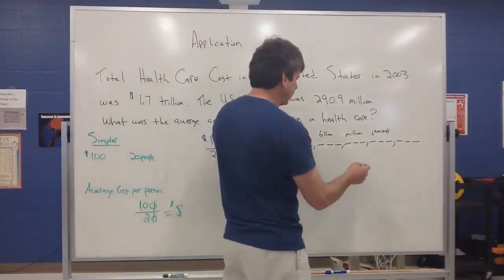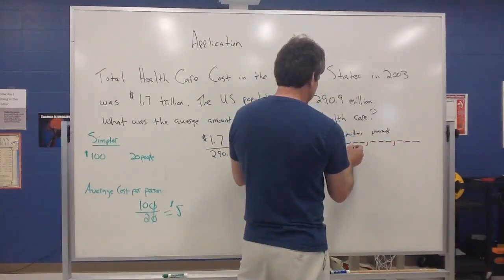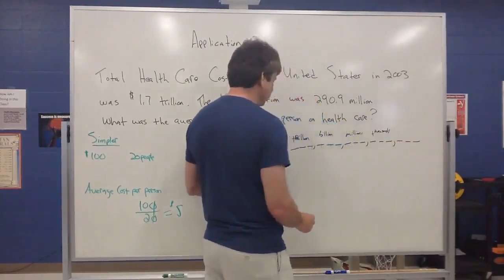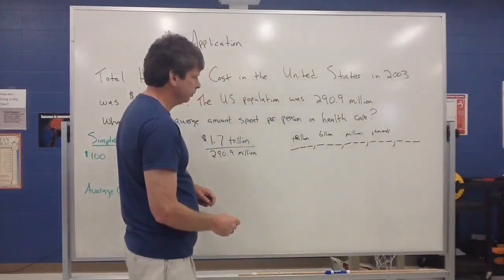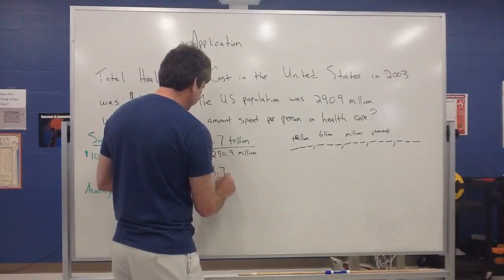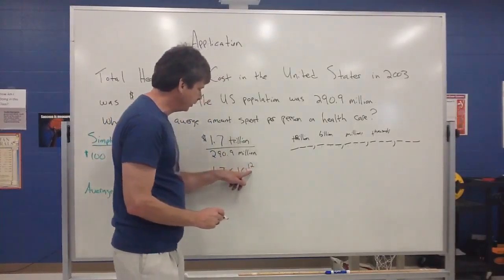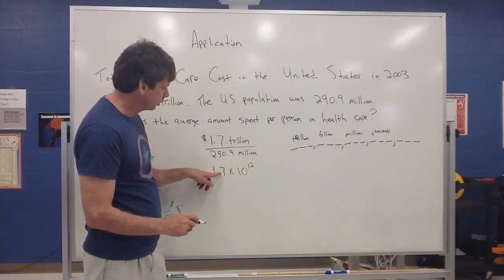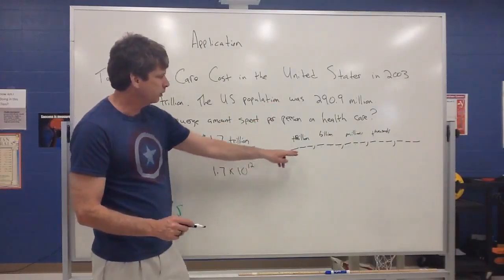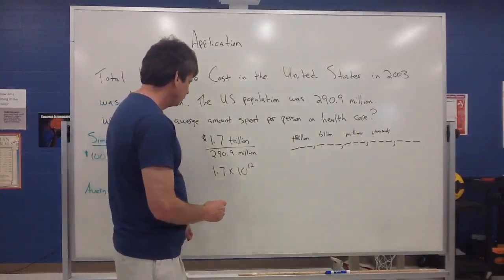So that means we have to put on 1, 2, 3, 4, 5, 6, 7, 8, 9, 10, 11, that's 12 zeros to be there. So 1.7 trillion means 1.7 times 10 to the 12th. Because if I put that 10 to the 12th there, that's going to move my decimal 12 spots out, and that's going to get me my place value to the right spot there.